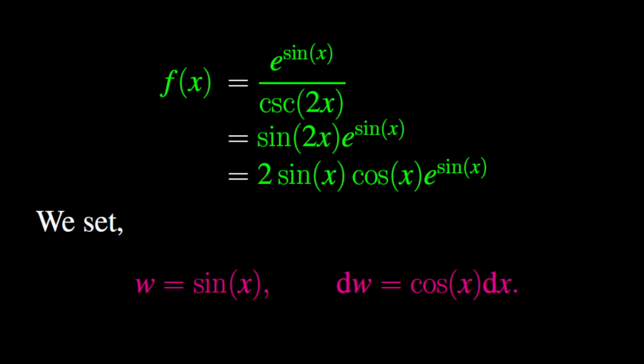This implies that we should first start with the substitution method. It is evident that the natural choice for the substitution parameter w should be the inner function. Thus, w should be sine of x. So, we set w equal to sine of x and dw should be equal to cosine of x dx.